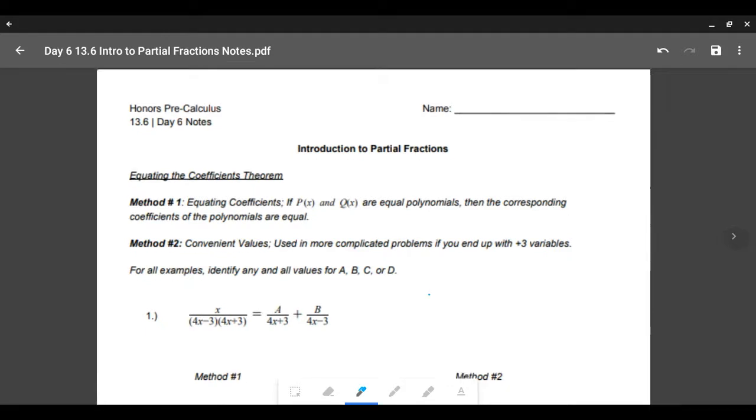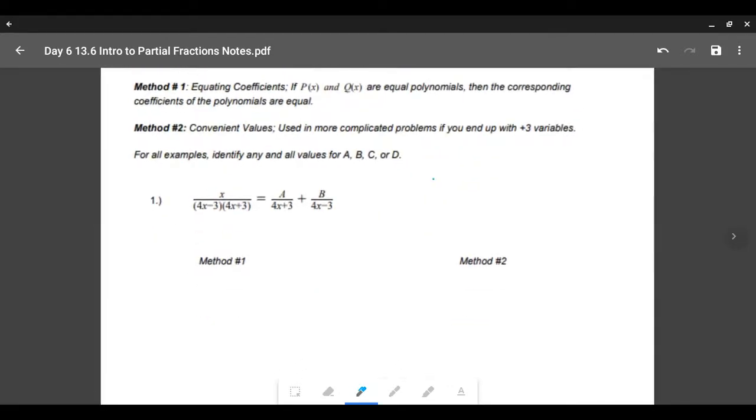All right, so the first problem is number 1. We're actually going to do both methods. If you notice, the denominators are similar to one another, and your goal is to find a least common denominator, or LCD. In any case, we always want to multiply by the LCD. So what is the least common denominator in this scenario?